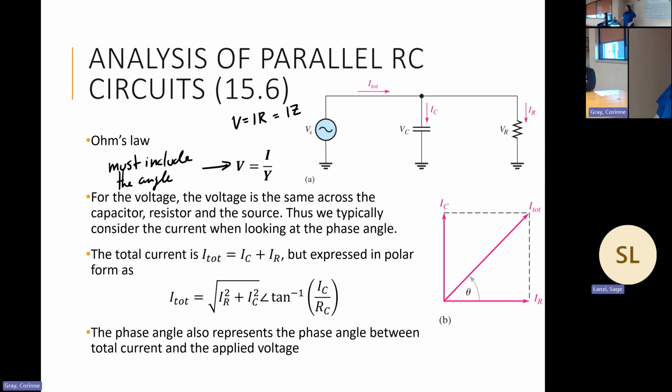So for the voltage, because they are in parallel, they will all have the same voltage across them. Right? Kirchhoff's voltage law still is going to apply.